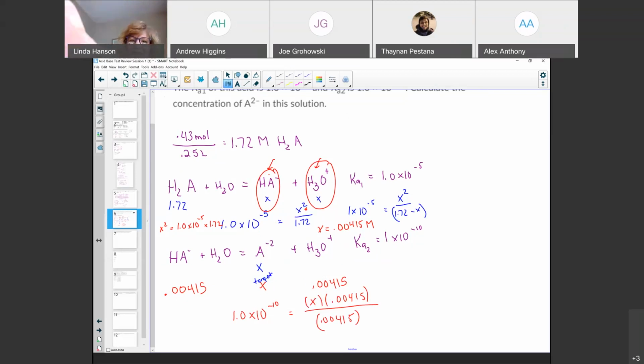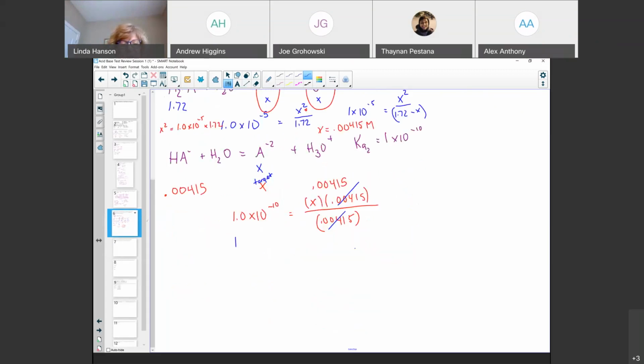What happens in second ionization, and this is always true, the concentration of these conjugate pairs, the H plus and the HA negative, they're always going to cancel. So the value of Ka2 is going to be equal to the second ionization, A negative 2, that anion of the original diprotic acid. 1 times 10 to the negative 10th would be your value.